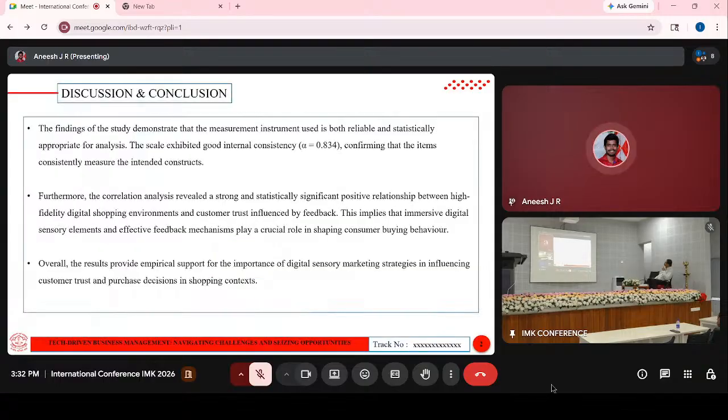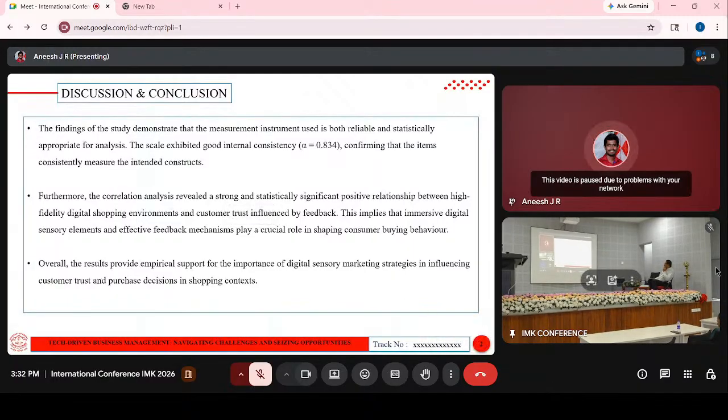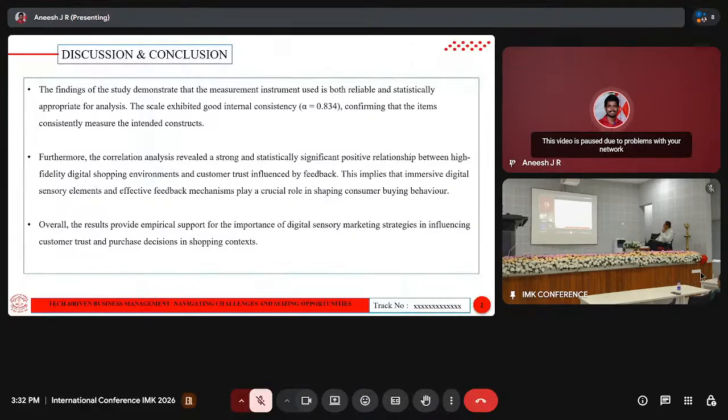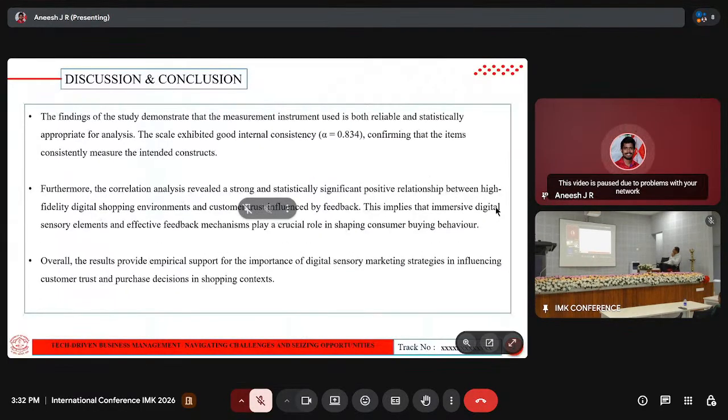So on to the discussion and conclusion. The findings of the study demonstrate that the measurement instruments are both reliable and statistically appropriate for the analysis. The scale exhibited good internal consistency, with an alpha value of 0.834, confirming that the items consistently measure the intended construct. Furthermore, the correlation analysis revealed a strong and statistically significant positive relationship between the high-fidelity digital shopping environment and customer trust influenced by the feedback. This implies that immersive digital sensory elements and effective feedback mechanisms play a crucial role in shaping consumer behavior.